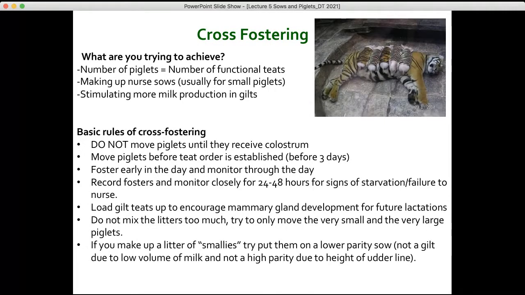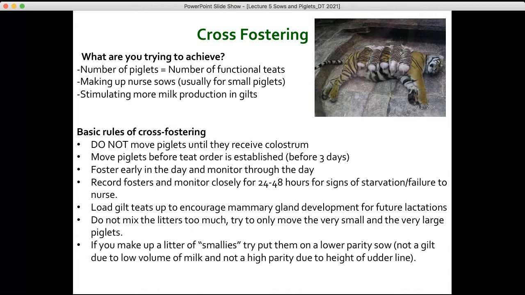So a nurse sow is if you have a number of small piglets across litters in the farrowing house, what you can do is get them all together and make up a litter of smallies, and then put them on a sow that is already going through lactation. Perhaps she's done really well and been able to wean her piglets early. Then you can put your smallies on that sow because you'll know that they'll be well supported. And the competition will be less because of the reduction in size variation.